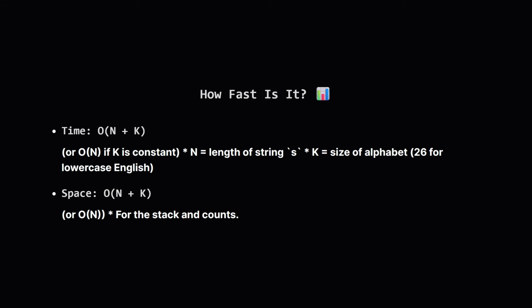For space complexity, the char_counts array takes O(k) space. The stack_t, the robot's hand, can in the worst-case scenario, like an input string zyxwvutsrqponmlkjihg, hold all n characters. So the space needed is O(n + k), which simplifies to O(n).